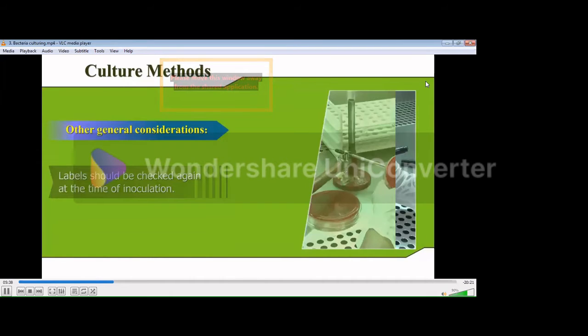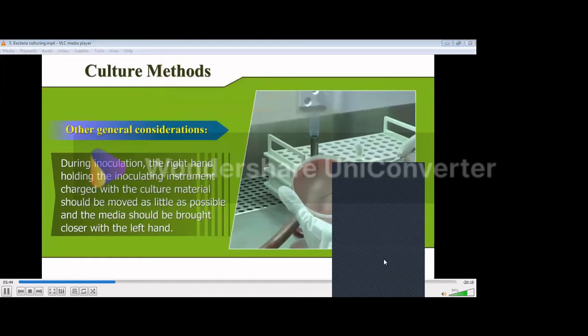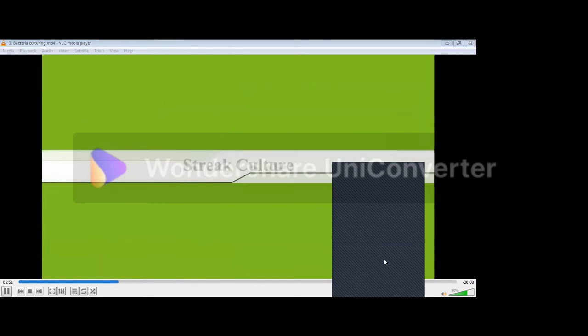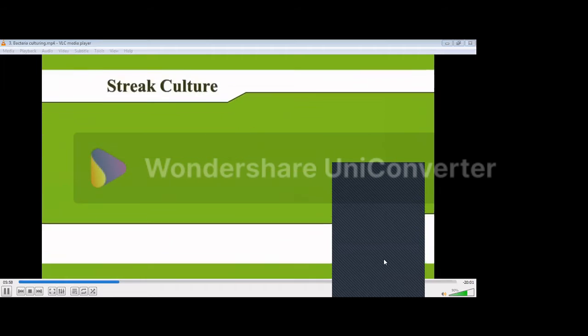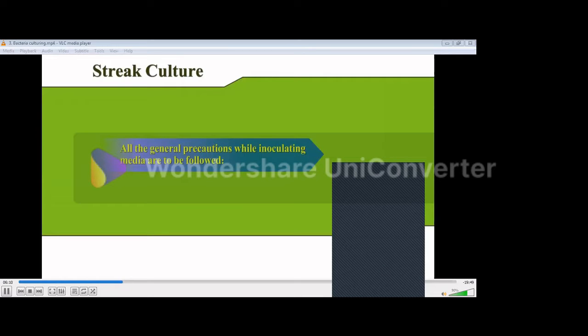During inoculation, the right hand holding the inoculating instrument charged with the culture material should be moved as little as possible, and the media should be brought closer with the left hand. Let's begin with the first culture method, streak culture. This method is used to inoculate solid medium in a plate or petri dish, and the objective is to obtain isolated colonies of the bacterium.